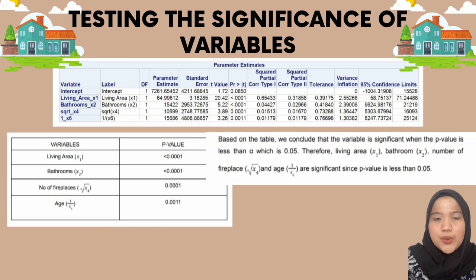Based on the table, we can conclude that the variable is significant when the p-value is less than alpha, which is 0.05. Therefore, living area x1, bathroom x2, number of fireplaces square root of x4, and age 1 over x6 are significant since the p-value is less than 0.05.